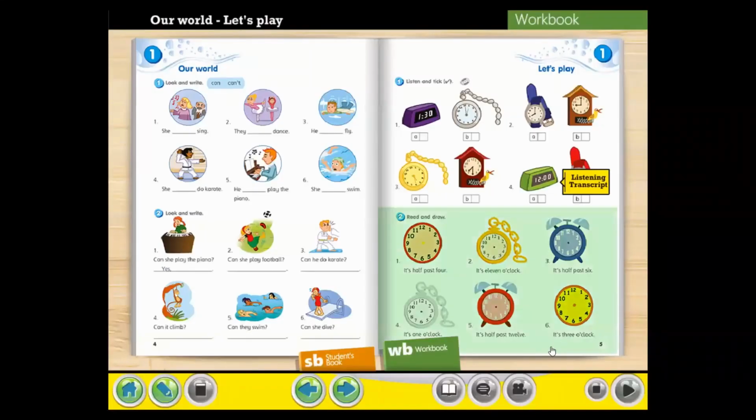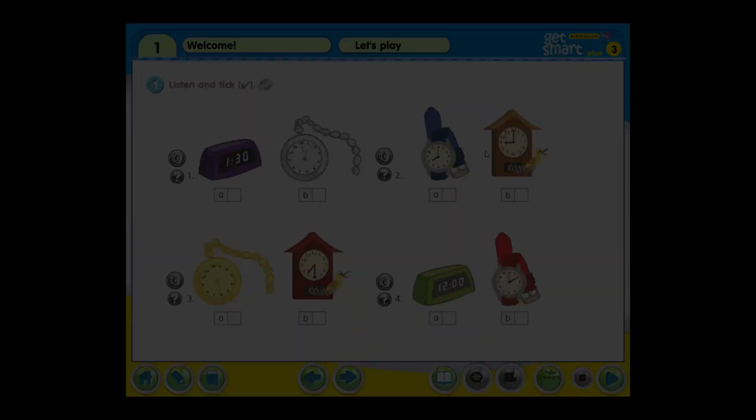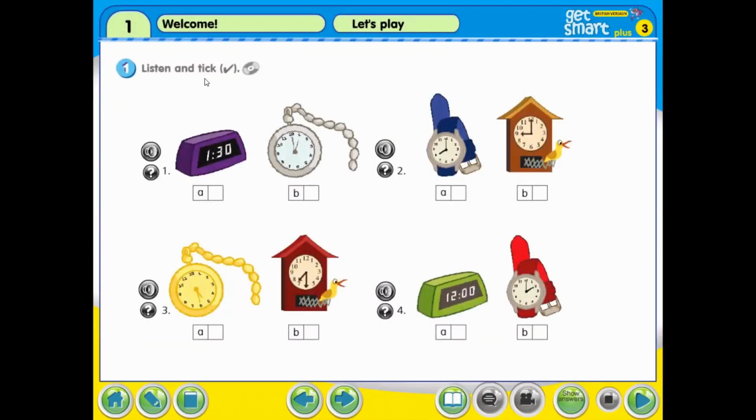We're going to continue with our exercise in workbook page 5. We're going to listen and tick. We're going to listen twice. For those who don't have the workbook, it's okay. Just follow us. What's the time?